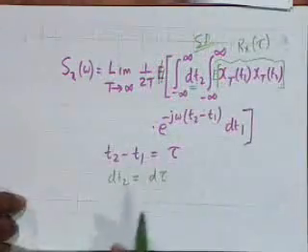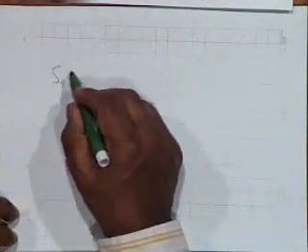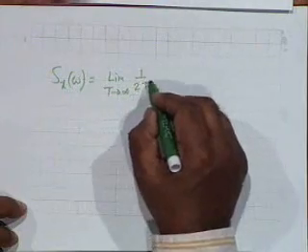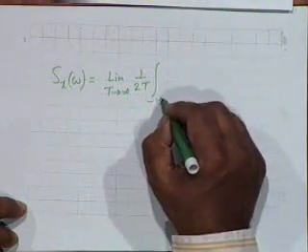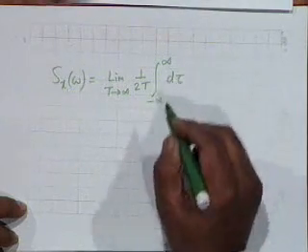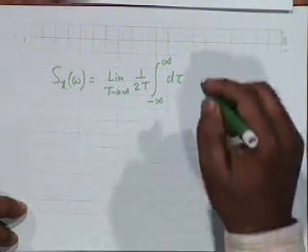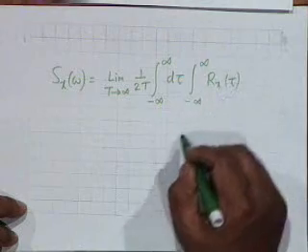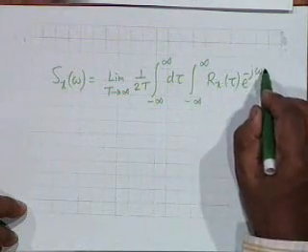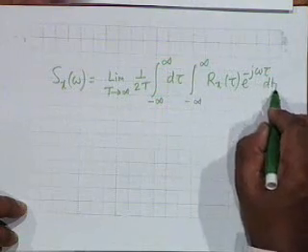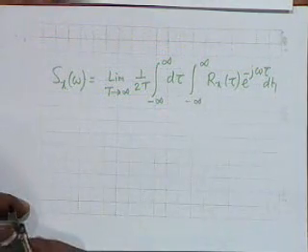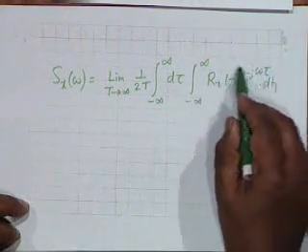Now I can clear this mess and write in a more elegant fashion as follows. What I write is Sx of omega is equal to limit T tends to infinity 1 over 2T integral minus infinity to infinity d tau, instead of dt2 I write d tau, and then I get integral minus infinity to infinity Rx of tau e to the minus j omega tau dt1. Is that okay?